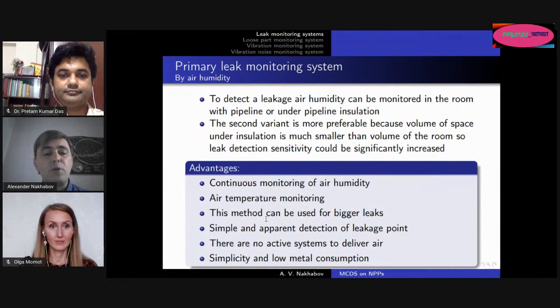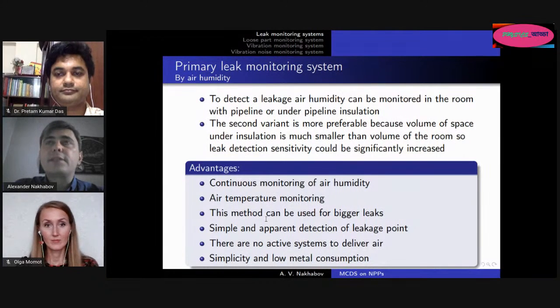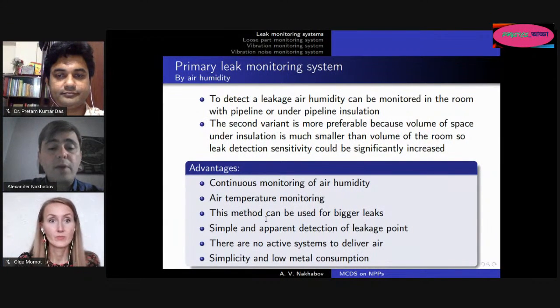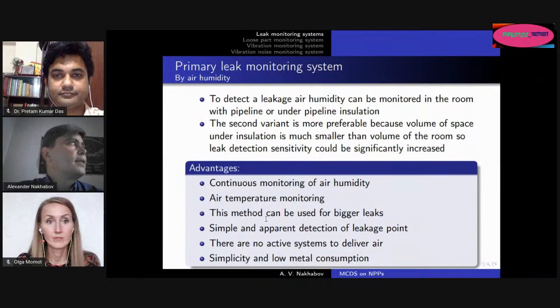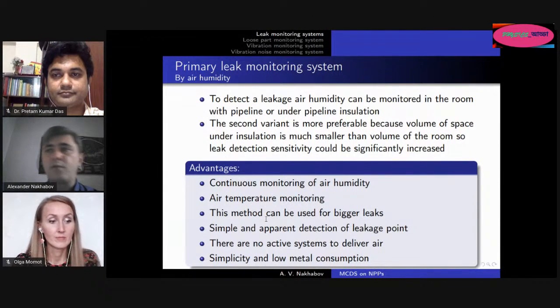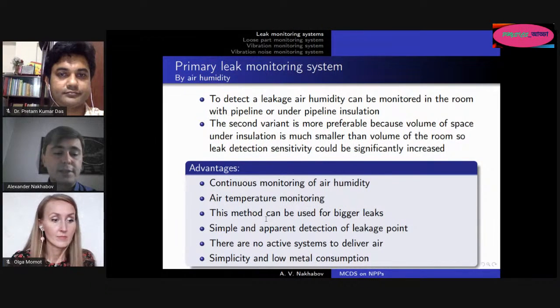This method can be used for bigger leaks. It means it's an advantage, not a drawback, because for other kinds of sensors, in case of a bigger leak, it may be like suppression of sensors, because it's very hard to get signals. But for humidity, it's not a problem. So this method is equally useful for small leaks and for leakage of bigger size.